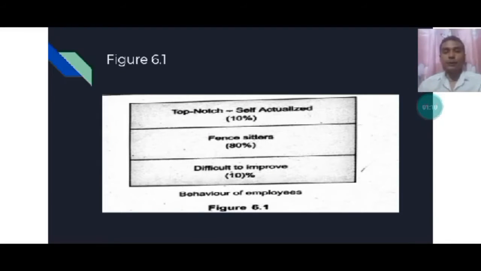Here's figure 6.1. The top-notch self-actualized is 10%. Fence-sitters actually is 80%. And difficult to improve, 10%. These are the behavior of employees.